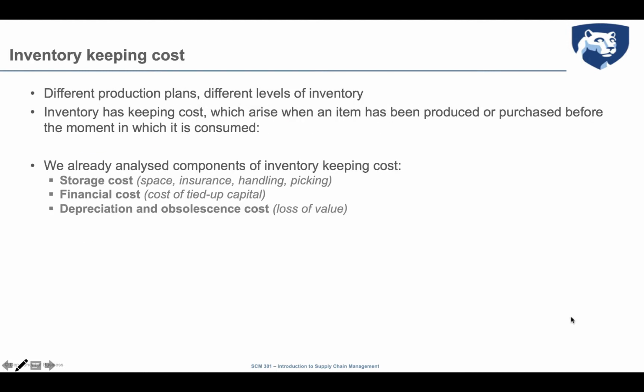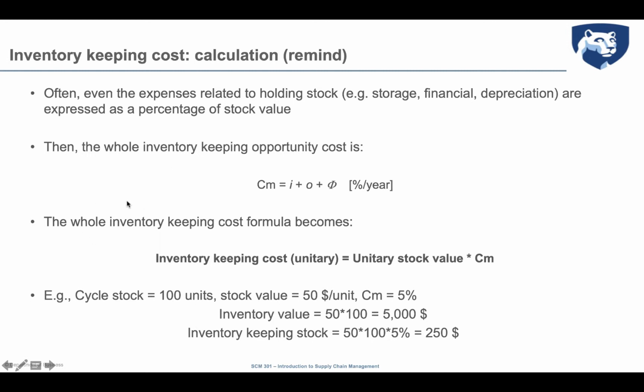Finally, a cost is also related to the fact that by producing a plan, you generate inventory. The more or less inventory, the more or less cost. We have discussed that having inventory has storage cost, financial cost, and depreciation and obsolescence cost. So cost of space, the opportunity cost of tying up capital, and the fact that something in inventory can be subject to loss of value. Usually this cost, the inventory keeping opportunity cost, is expressed as a percentage, for example 7%, and this percentage is applied to the unit value of the stock.